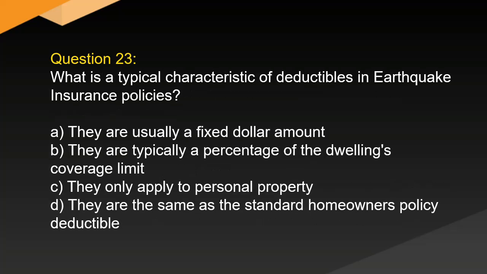Question 23. What is a typical characteristic of deductibles in earthquake insurance policies? A. They are usually a fixed dollar amount. B. They are typically a percentage of the dwelling's coverage limit. C. They only apply to personal property. D. They are the same as a standard homeowner's policy deductible.